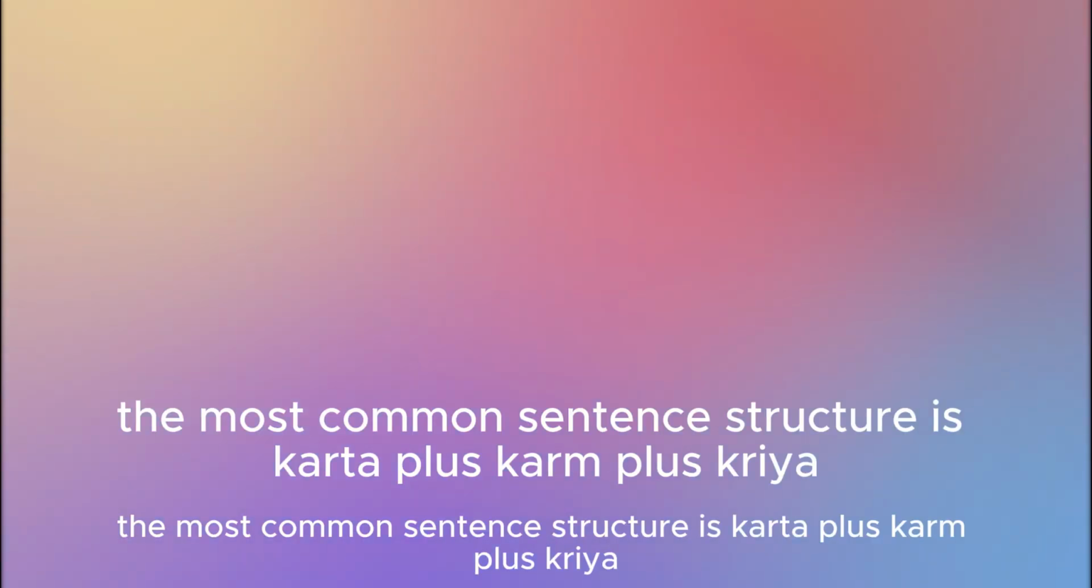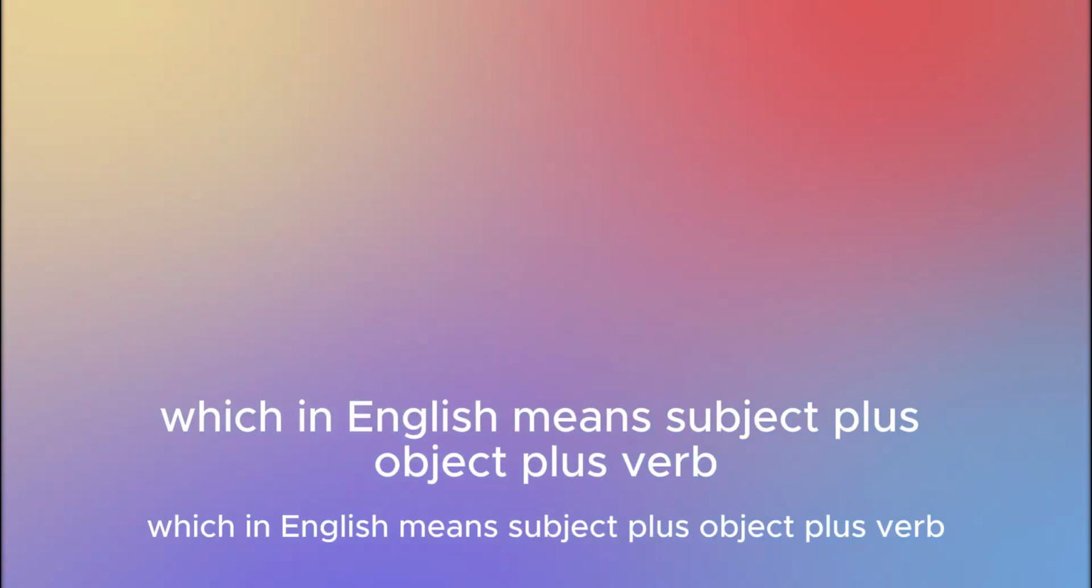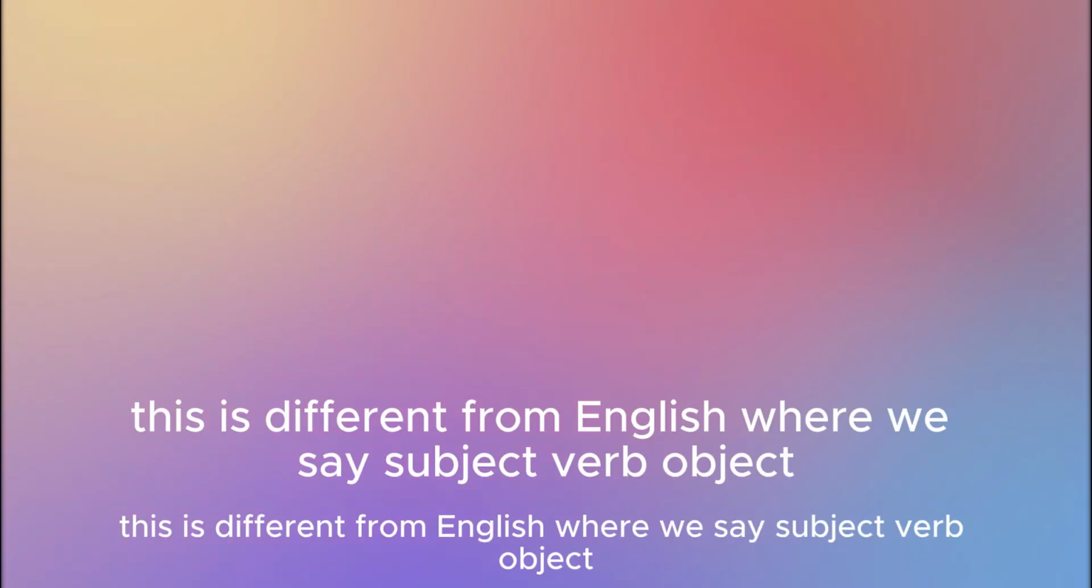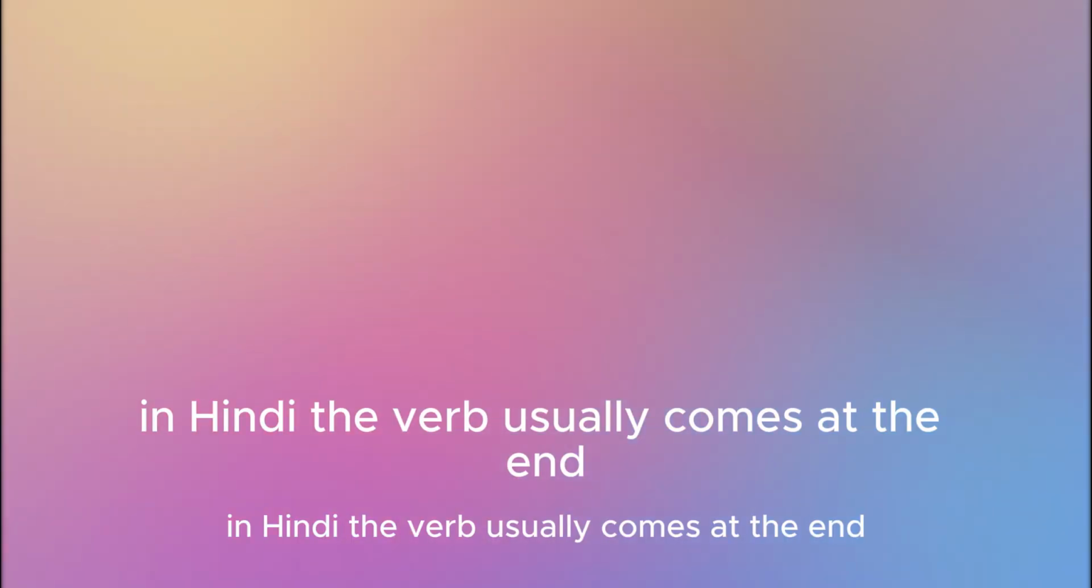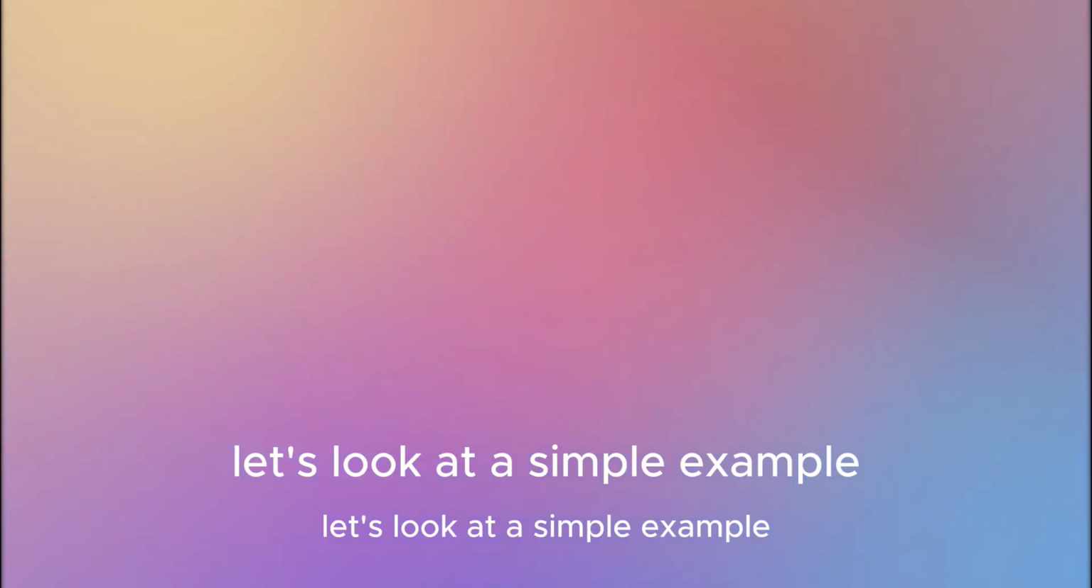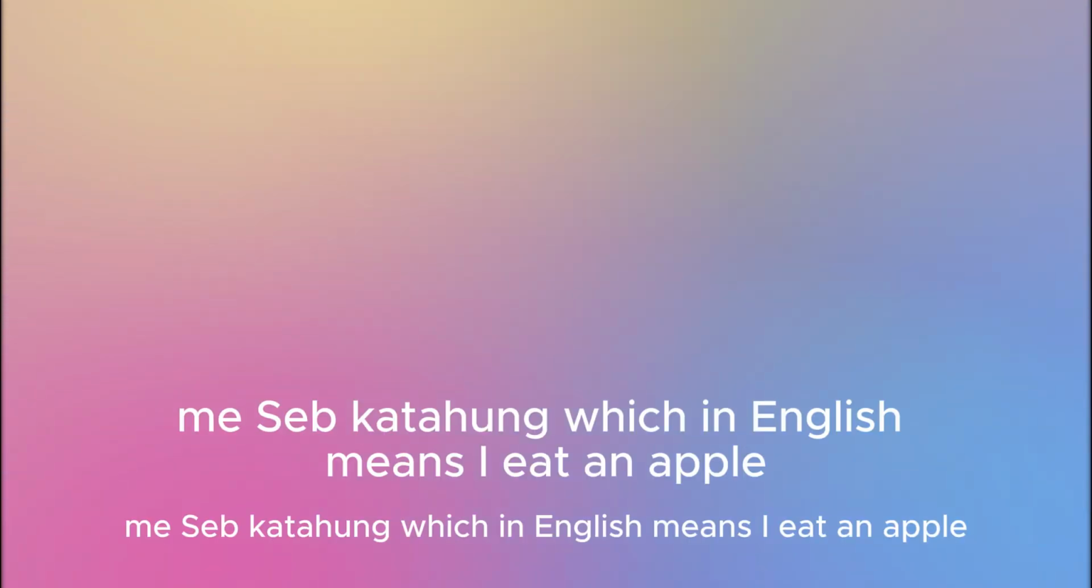Let's begin. In Hindi, the most common sentence structure is karta plus karm plus kriya, which in English means subject plus object plus verb. This is different from English, where we say subject, verb, object. In Hindi, the verb usually comes at the end. Let's look at a simple example. Main seb khata hoon, which in English means I eat an apple.